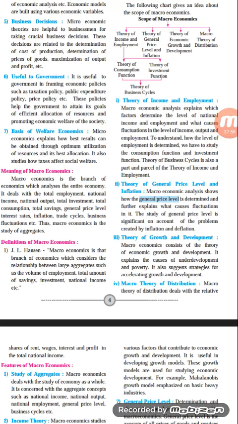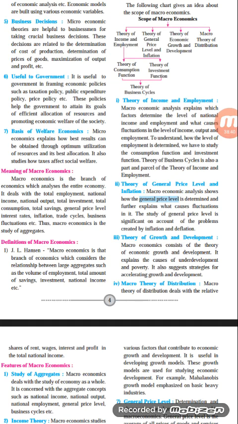The fourth one is the theory of distribution. The macro theory of distribution deals with the relative shares of rent, wages, interest and profit in the total national income. Four factors of production are there. Rent is given to the land, wages are given to the worker, interest is given on the capital and profit is earned by the entrepreneur. So these are the theories of distribution, and accordingly we can calculate the total output, that is the total income of the economy, and how it can be increased in a further year.